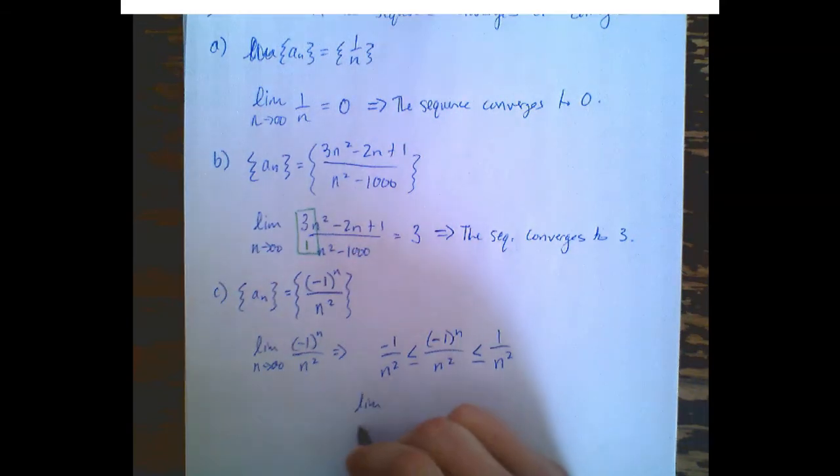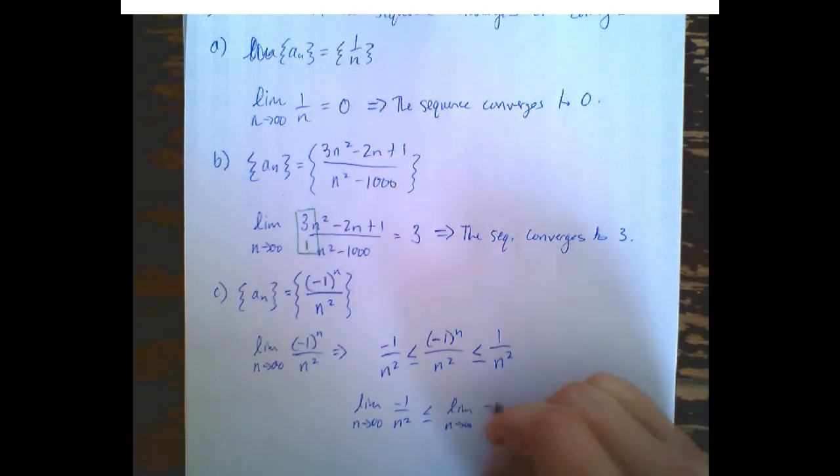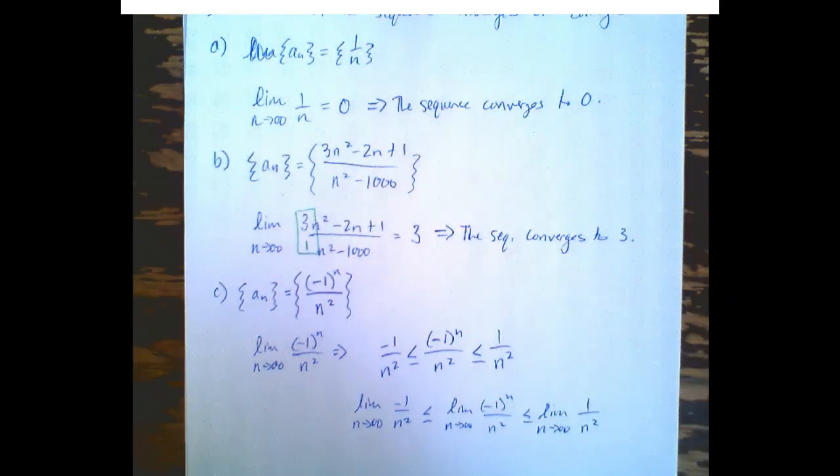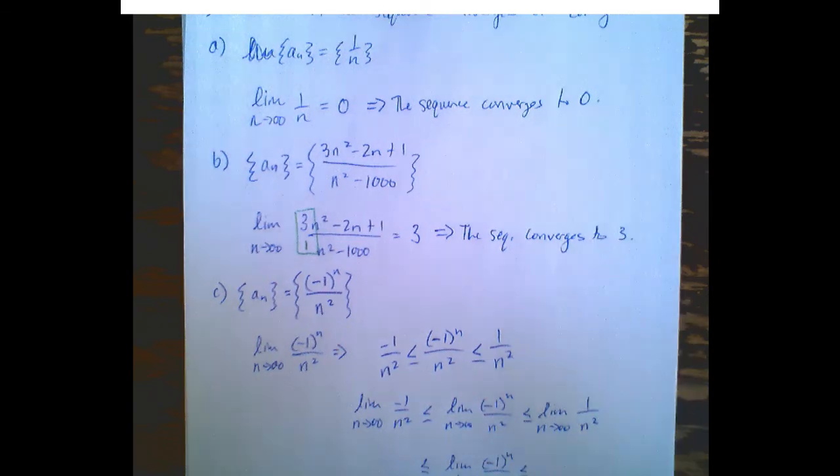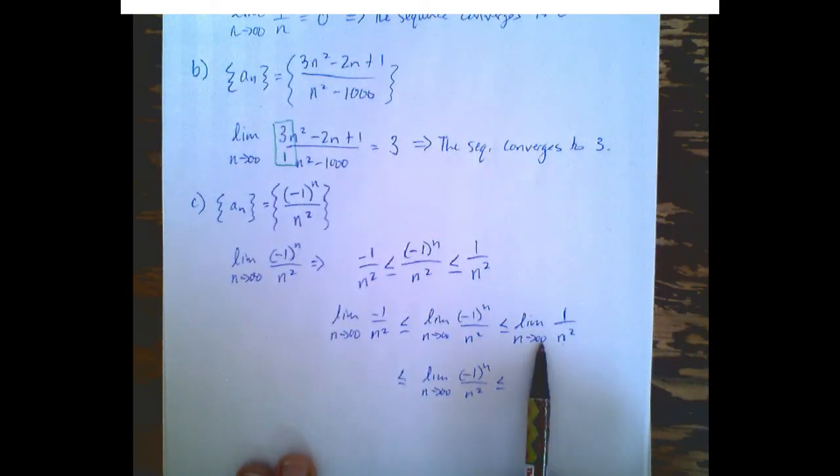Okay? So as n goes to infinity, we know the limit as n goes to infinity of negative 1 over n squared, the limit for what we're looking for, and the limit of 1 over n squared. Well, what's the limit as n goes to infinity of 1 over n squared? If we throw in infinity, this gets bigger and bigger in the denominator, so this is 0.